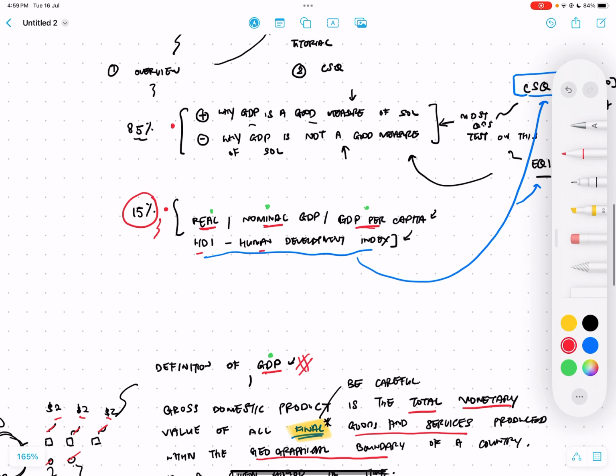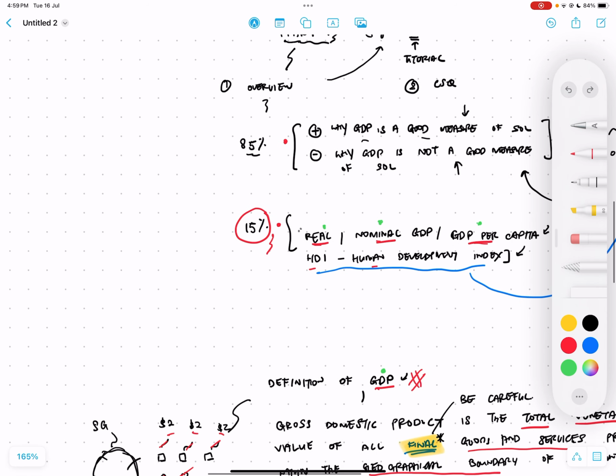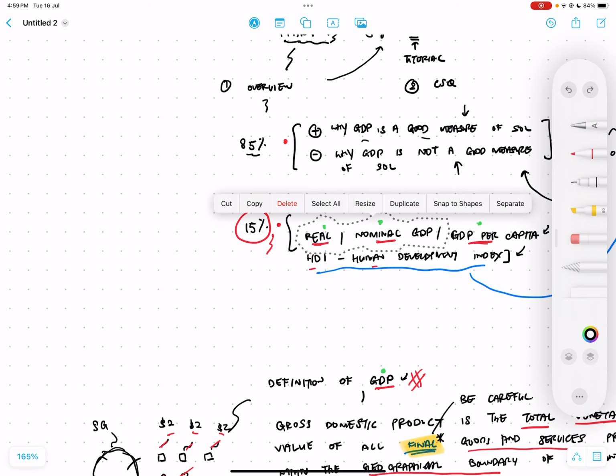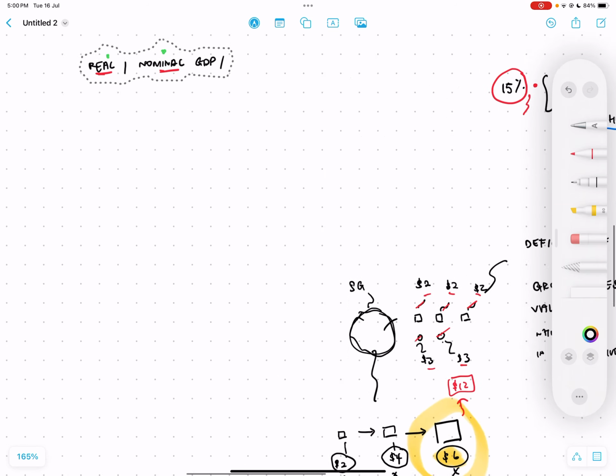Okay, the next thing I want to talk about is this concept of real versus nominal GDP. So we'll talk about this. Let's shift this out. Real versus nominal GDP. So what exactly is this real versus nominal?